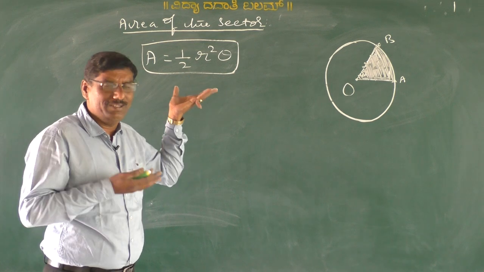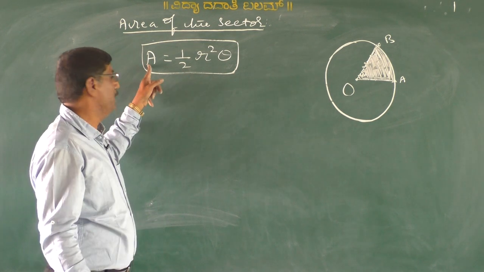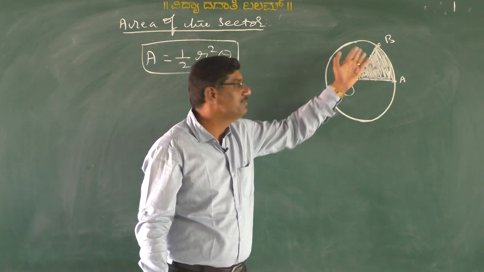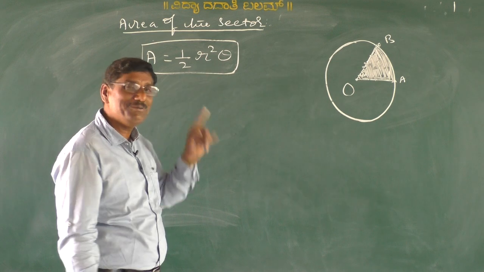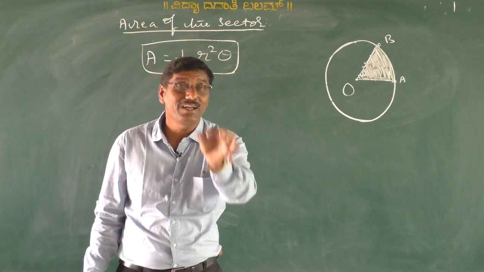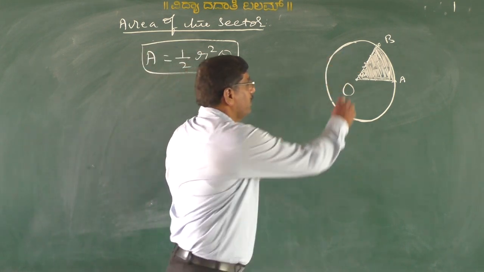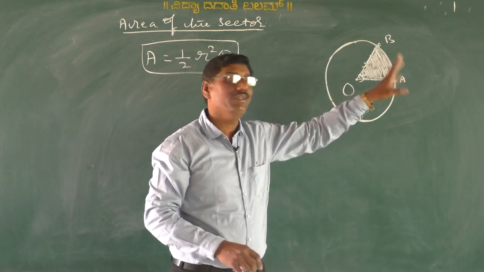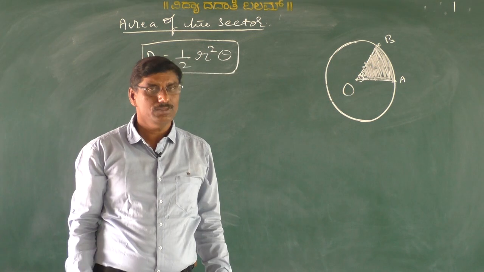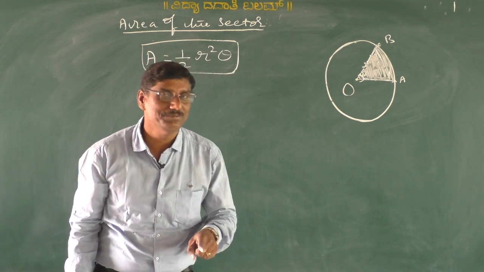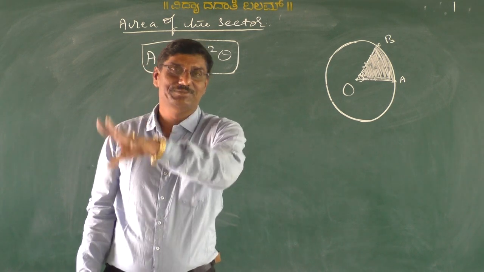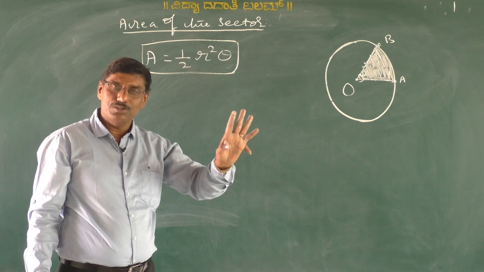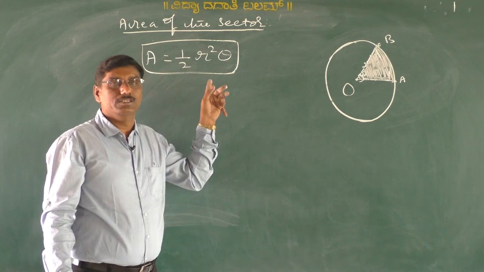See, we know the terms, they are well known. A means the area of the sector, r means the radius of the circle, isn't it? And theta means the angle subtended at the center of the circle by two radii and an arc, in terms of radians. Are you understood, all of you? Yes, this is the formula.